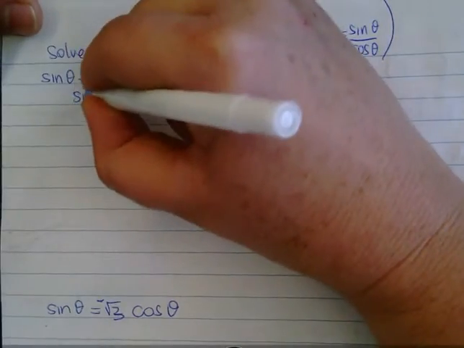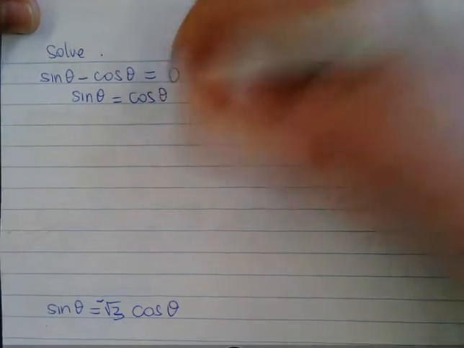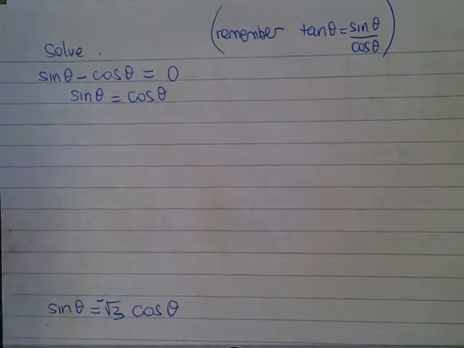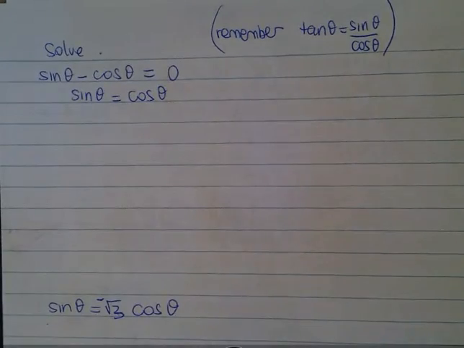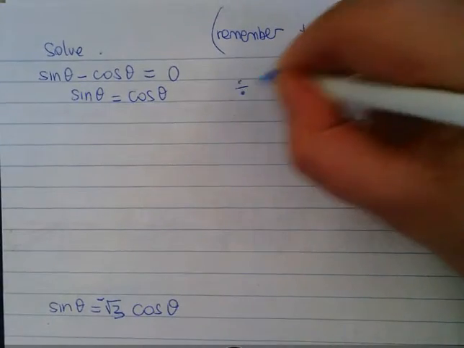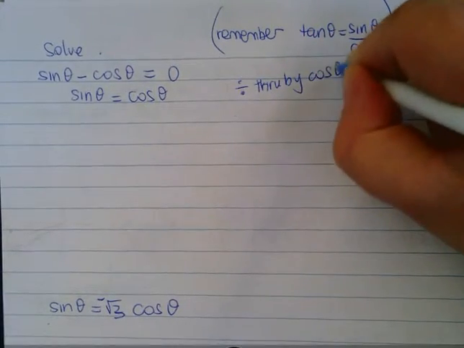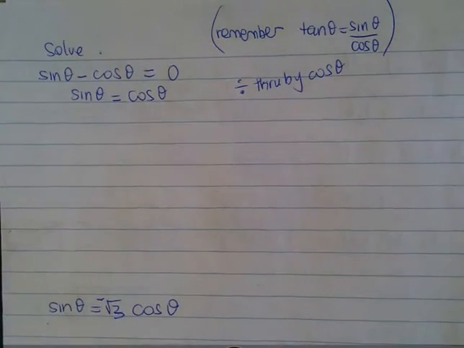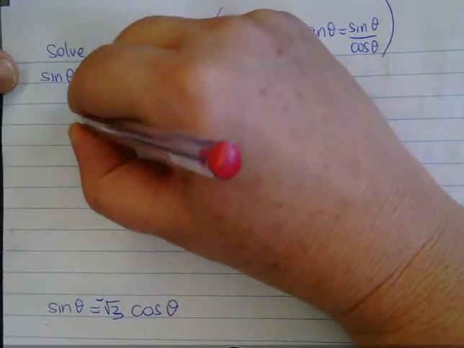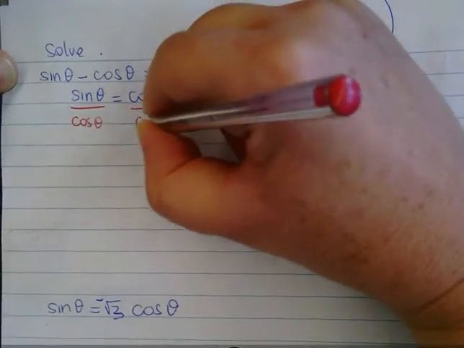So what I'm going to do is take the cos theta to the other side. So I'm rearranging, sine theta equals cos theta. Now I'm going to divide both sides by cos theta. So this is the way you do these. Whenever you've got sine theta equals cos theta, you divide both sides. Like in algebra, you can do the same thing to both sides if you're solving an equation. So I'm dividing both sides by cos theta.